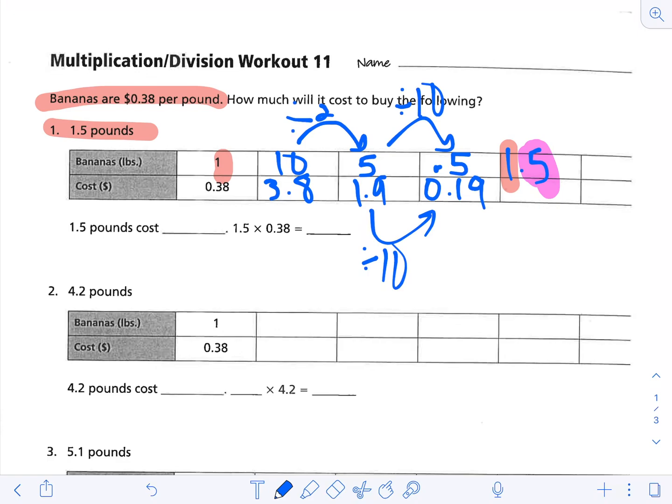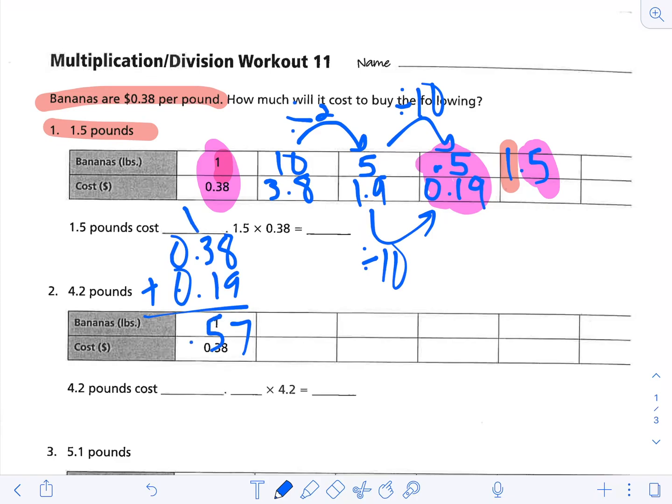Okay, I'm buying this. So we have 1 and a 0.5. So all we got to do is add them up. So that would be 0.38 plus 0.19. Add them up. 57, decimal point. So 1.5 times 0.38 is 0.57. That's kind of cool. Okay, let's see what else we can do with it.